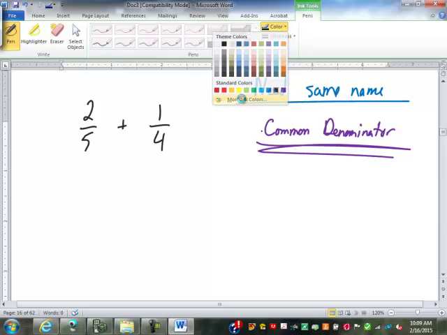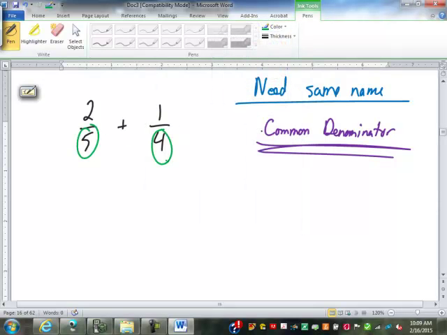Now, there are a few different strategies. One thing you can always do is just multiply them together. 5 times 4 is 20. That will be a common denominator, always. But it may not be the smallest one. That doesn't mean we can't use it. We could go ahead and use that. Even if it's not the smallest one, it'll work out. We'll just have to do some reducing when we're done.